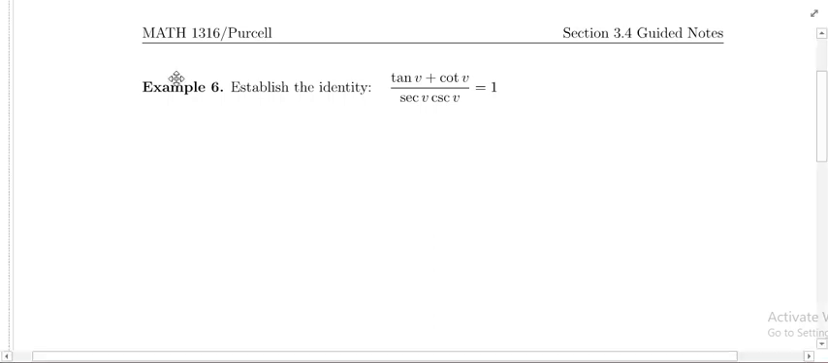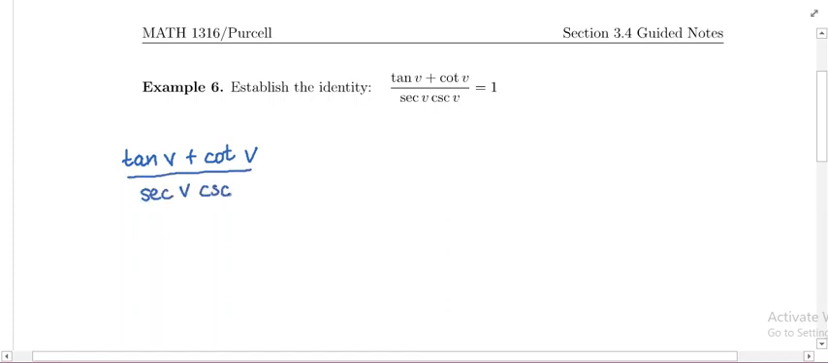Okay, so I'm going to write down the left side, which is tangent of V plus the cotangent of V over the secant of V times the cosecant of V. Now we need to use basic trigonometric identities plus algebraic manipulation to generate a series of equivalent expressions until we get to the right side, which is 1.